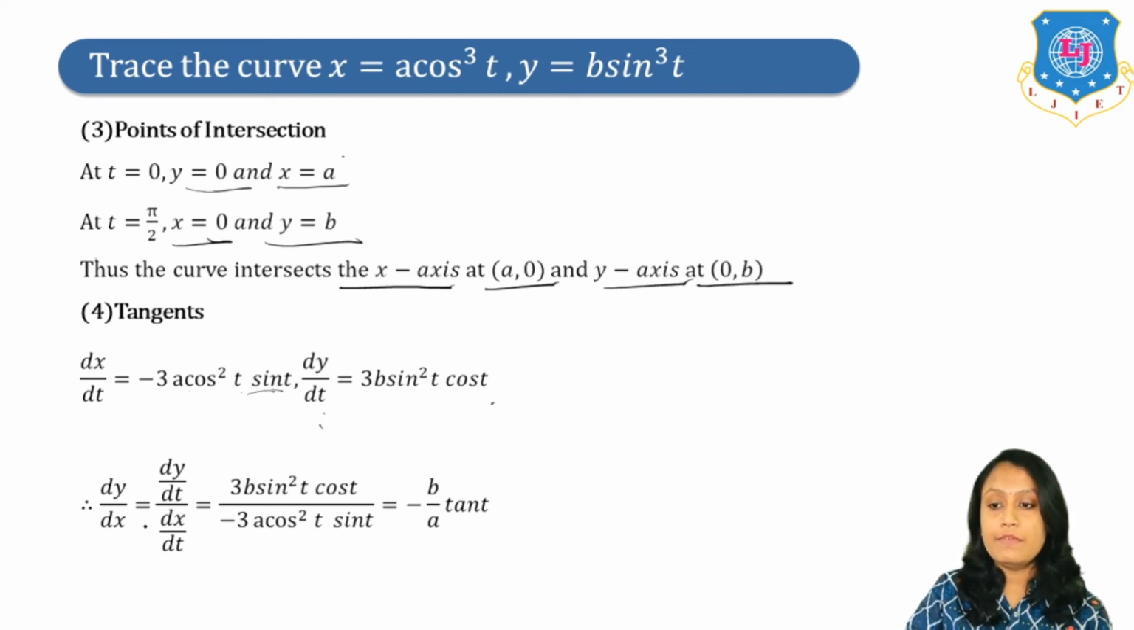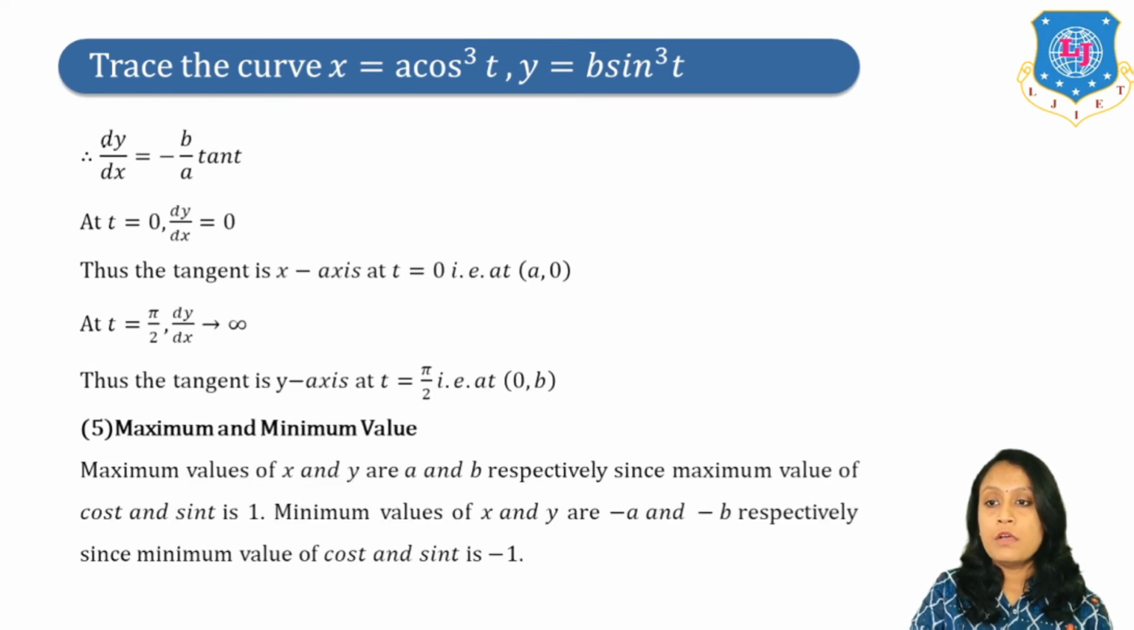Now we will find dy/dx. dy/dx is (dy/dt) upon (dx/dt). So substitute dy/dt and dx/dt here, and one cos will get cancelled, one sin will get cancelled. What remains is −(b/a) tan t.